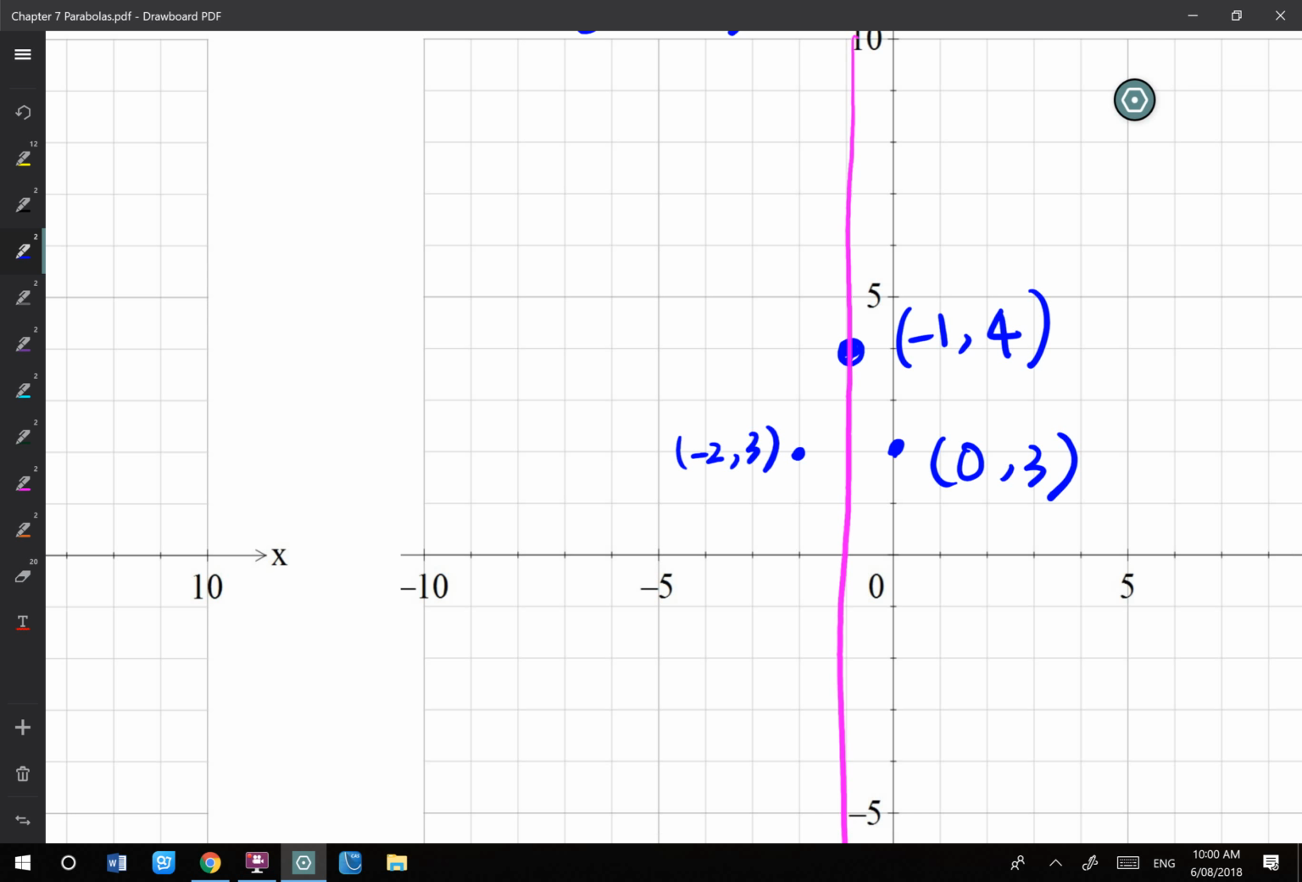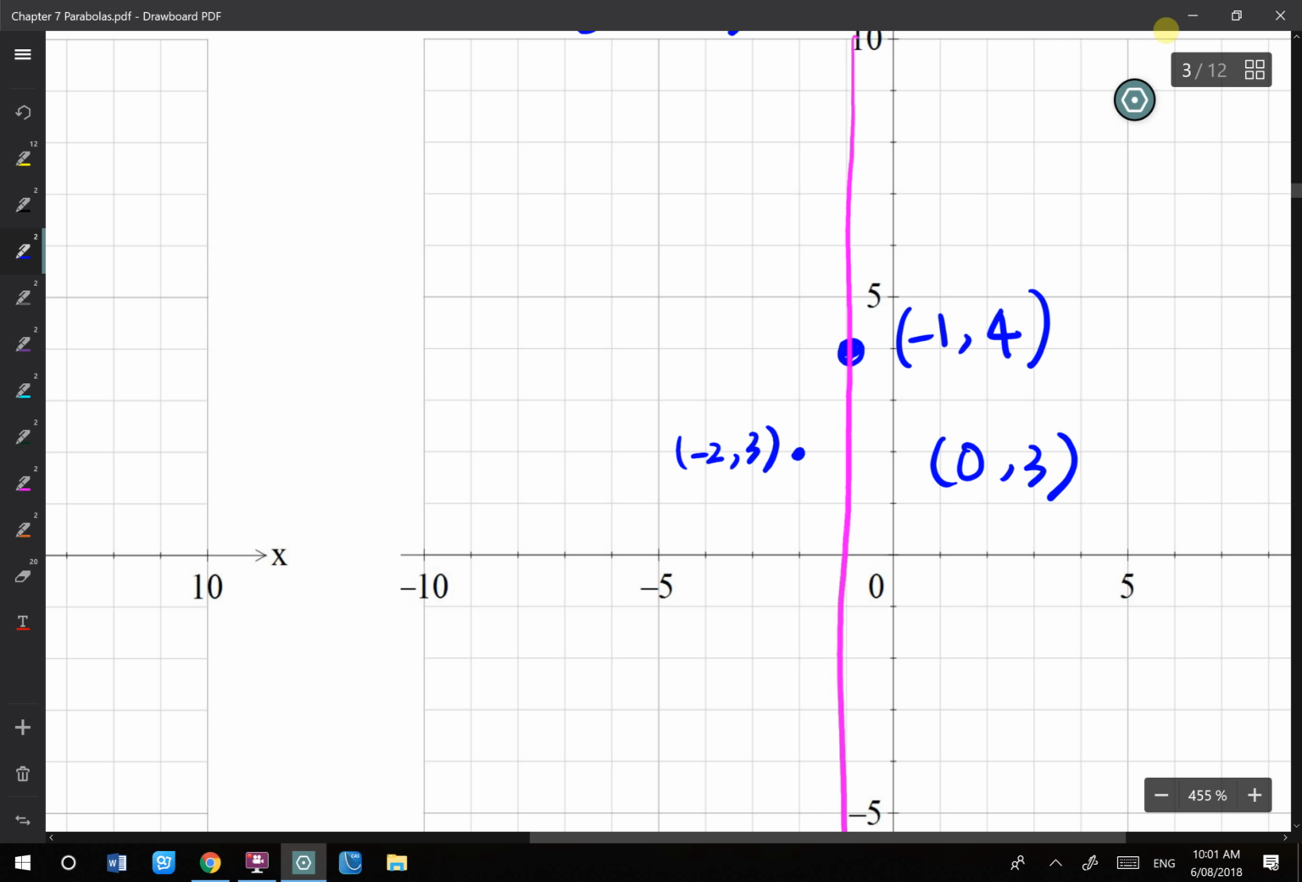Why? Because this graph is symmetrical. If I have a point on the right hand side of the line, I must have the same distance on the left hand side as well. So I calculate 0, 3, and I know it's symmetrical about that pink line. Therefore, there must be another point on the left, which is -2, 3.